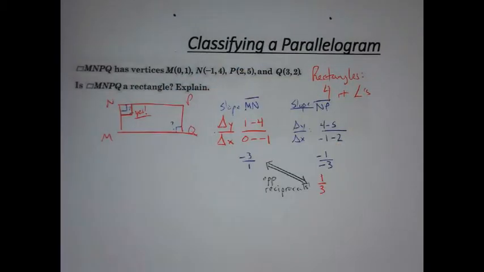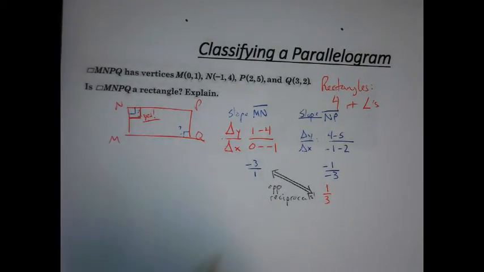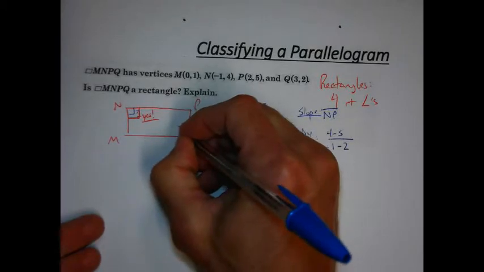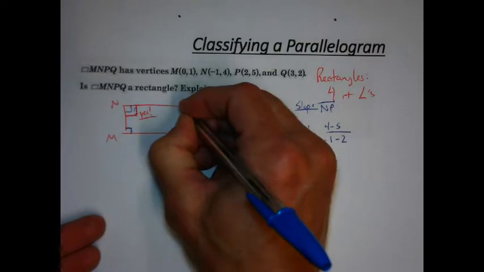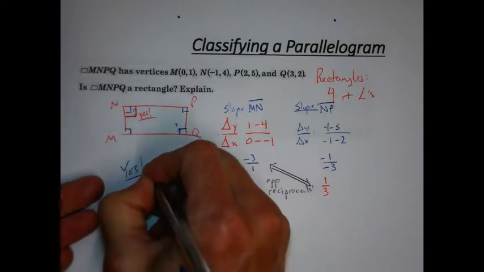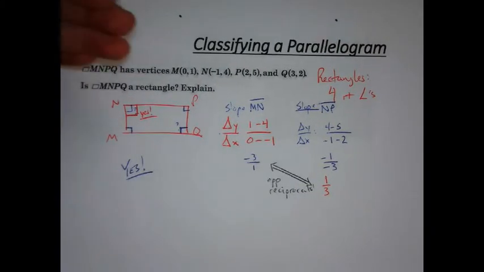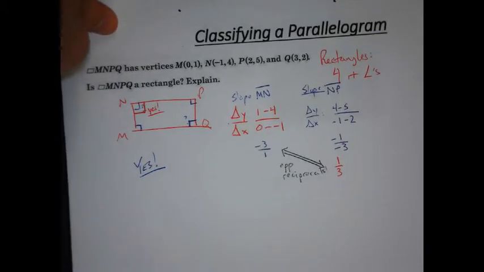So if this is a right angle, then we have a rectangle. How do we know? Because it's a parallelogram. If this is a right angle, then we know the opposite angle is a right angle. We also know that the consecutive angles are supplementary, so we do have 4 right angles. Okay, so yes, this is a rectangle. MN to NP, opposite reciprocal slopes, 4 right angles. We are set to go. That's how we can classify a parallelogram.